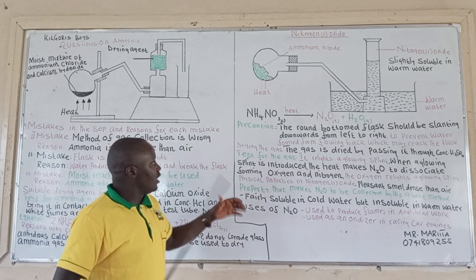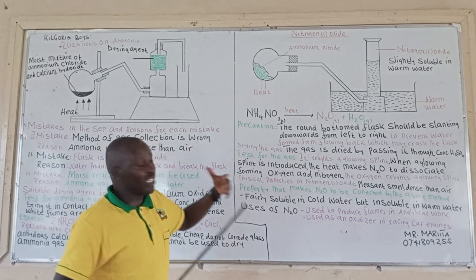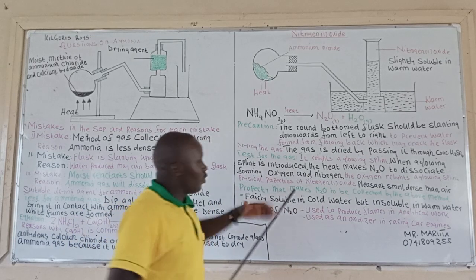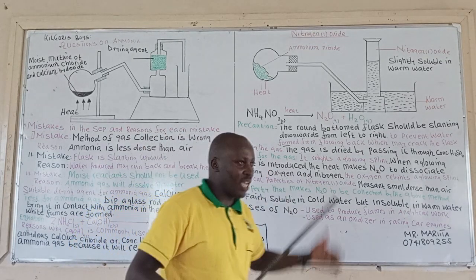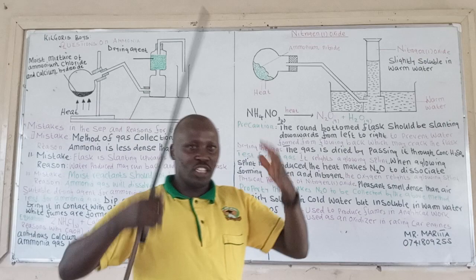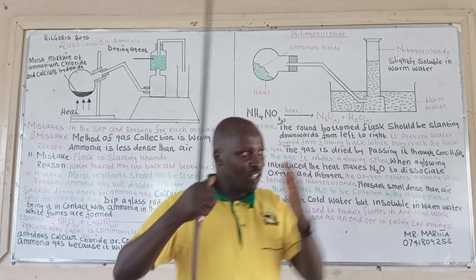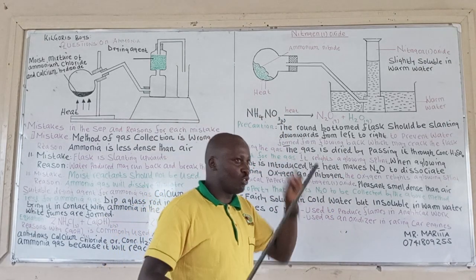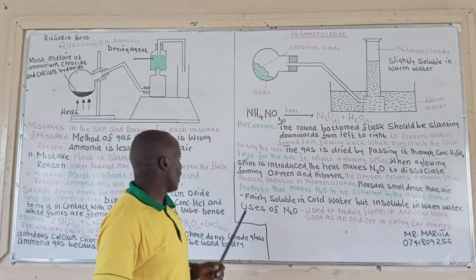Now, what is the drying agent for nitrogen(I) oxide? Nitrogen(I) oxide is just dried by passing it through concentrated sulfuric acid. Concentrated sulfuric acid can be used to dry the nitrogen(I) oxide gas.